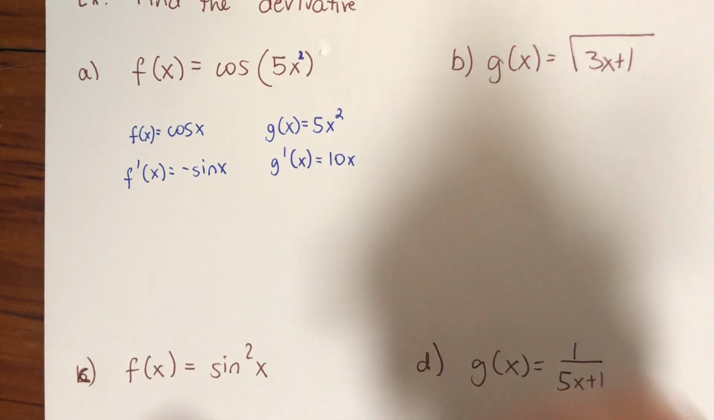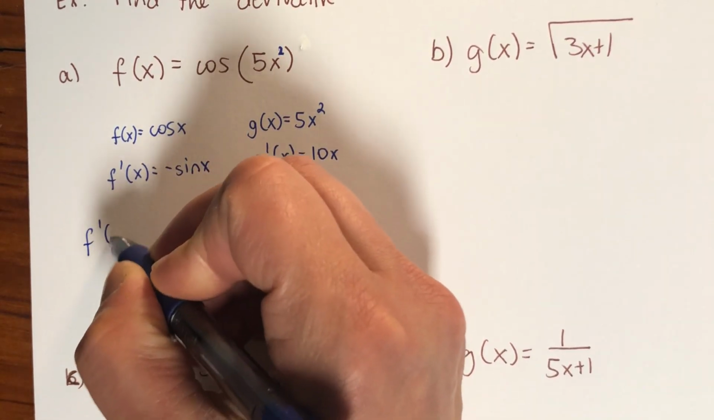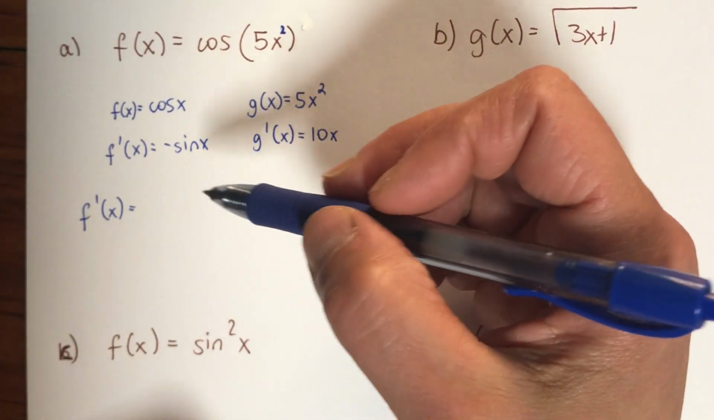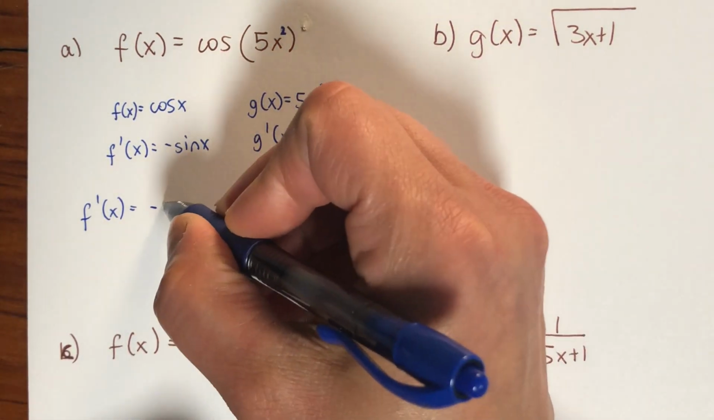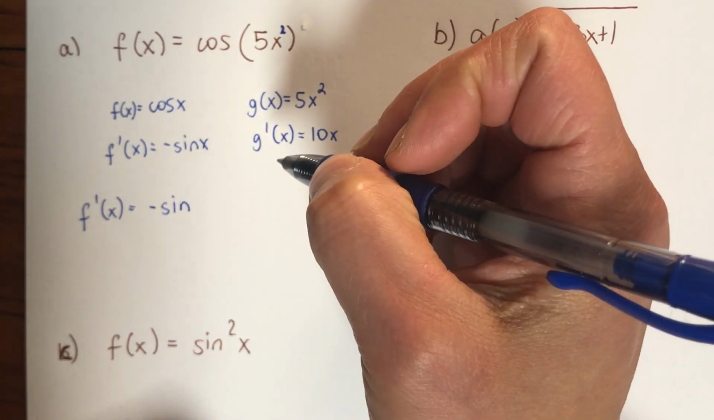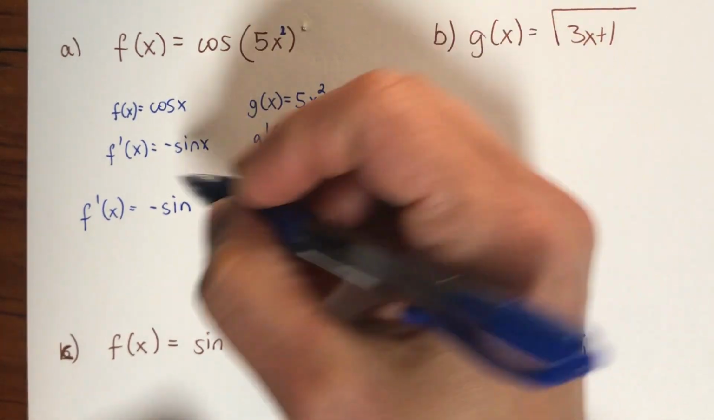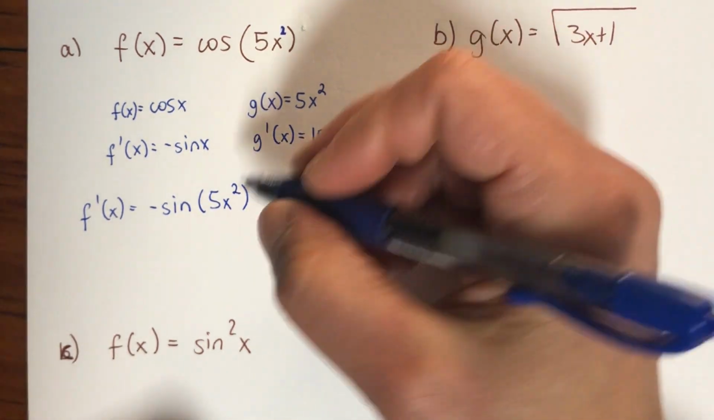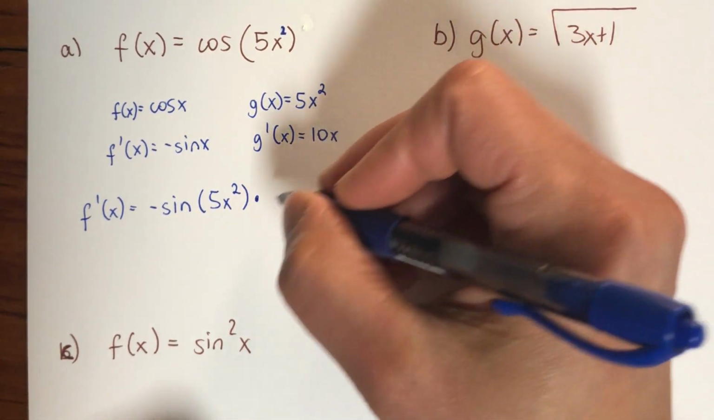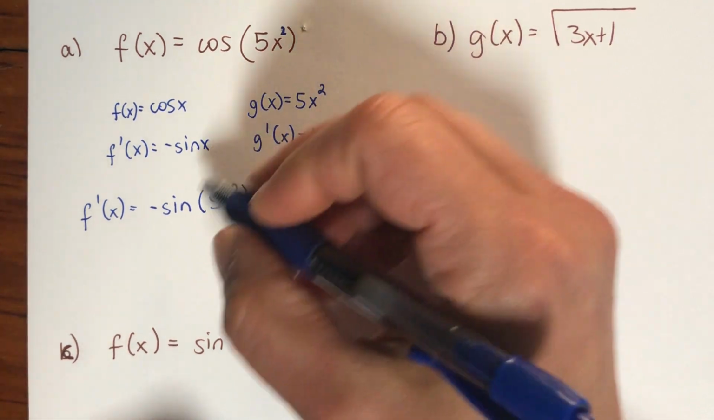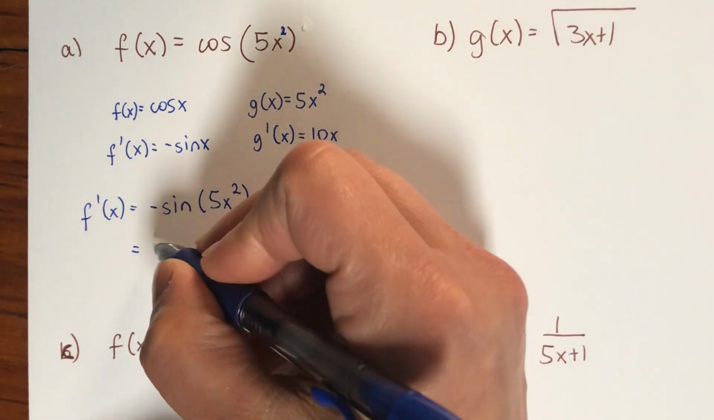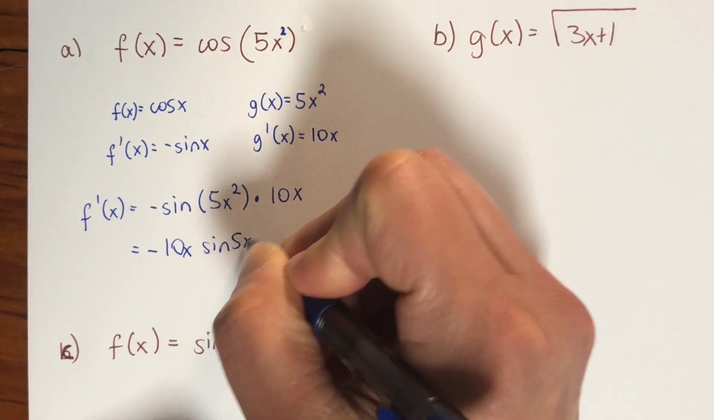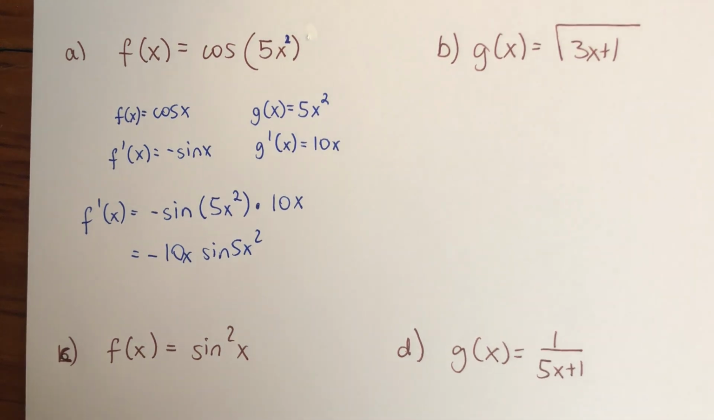Now if I put this all together, so again, a little bit of notation problem here, but that's okay. The derivative of this function in general is going to be negative sine of, we are going to put the 5x squared right inside. We are leaving that alone. And we are going to multiply this by the derivative of the inside, which is 10x. And we'll clean it up a little bit, so I will have negative 10x sine of 5x squared. And now I am done with this one.